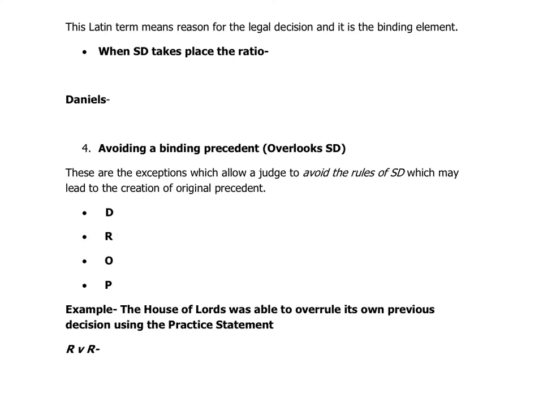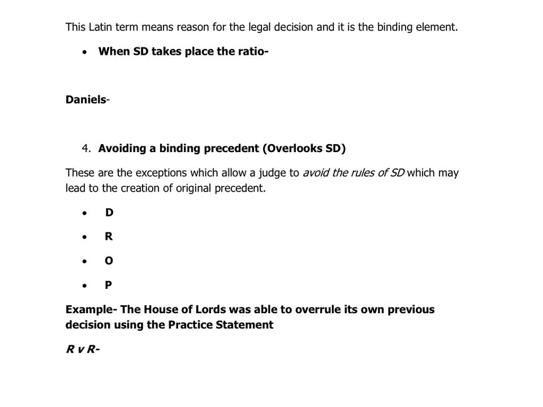Now, the last element really doesn't link to how we follow stare decisis, it's how we can avoid it, right? So those three, hierarchy, law reports and ratio, have to be in place for stare decisis to work. But then you also need a little paragraph about how sometimes stare decisis can be overlooked. And when stare decisis is overlooked, it's avoiding a binding precedent. Be careful not to waffle on too much about this. Remember, we've already looked at avoiding, and you can get a separate question on that.